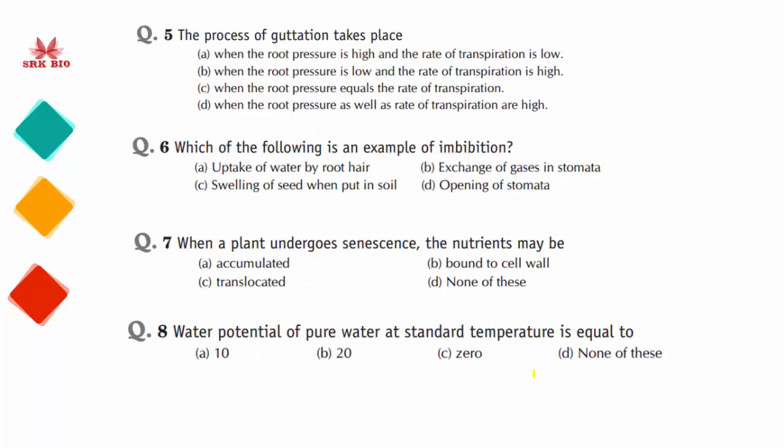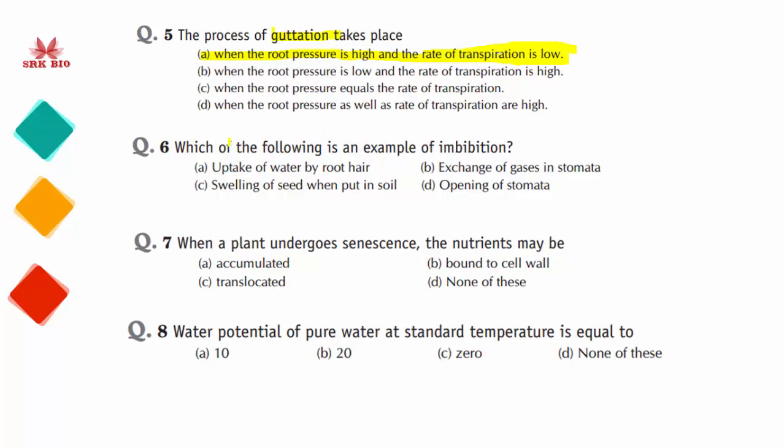Then next question. The process of guttation takes place when? As I said earlier, loss of water in the form of liquid water or in the form of droplet is nothing but guttation. And guttation occurs, remember, when root pressure is high and the rate of transpiration is low. The absorption of the water will be more by the roots, but rate of transpiration is very low. In that case, the guttation occurs.